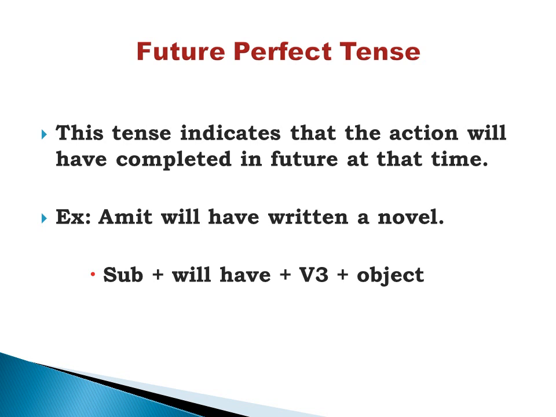Future perfect tense. This tense indicates that the action will have completed or is over in future at the time. Amit will have written a novel. Formula: subject, will have, V3 and object. We need to remember that there won't be change in will have or will has, because the future tense makes use of only have and nowhere has.